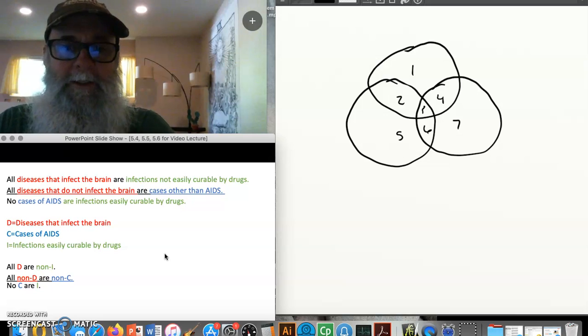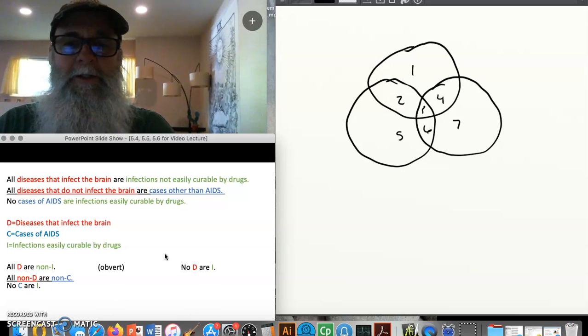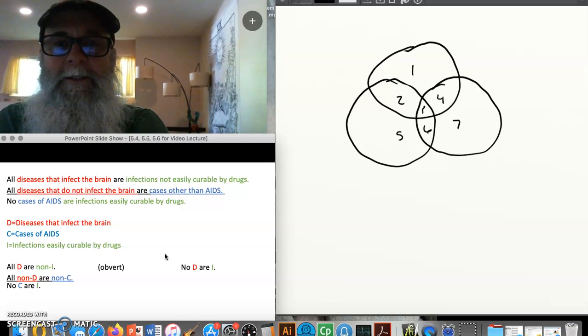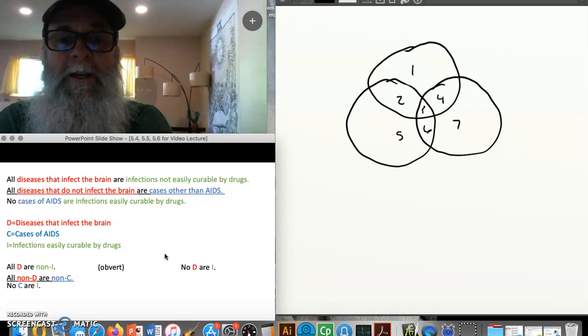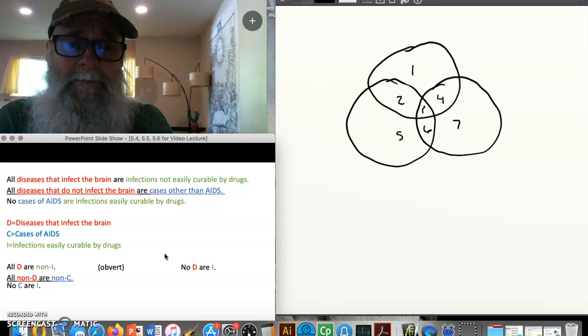So if I take "all D or non-I" and change its quality, I'm going to get "no D or non-I." And if I then change the term complement non-I to its term complement, I get I. So now I've gotten rid of the non-I in that first premise by inversion. So I can look at the second premise now.